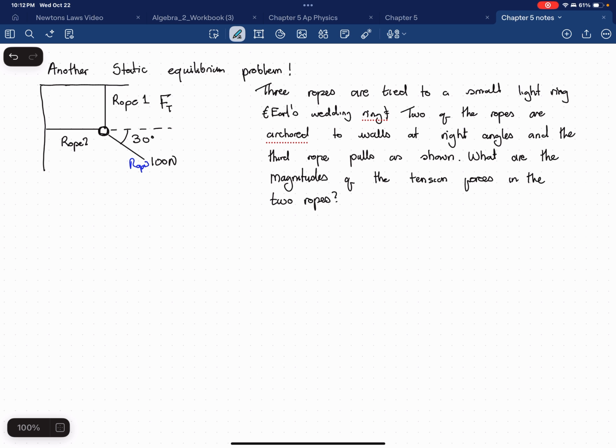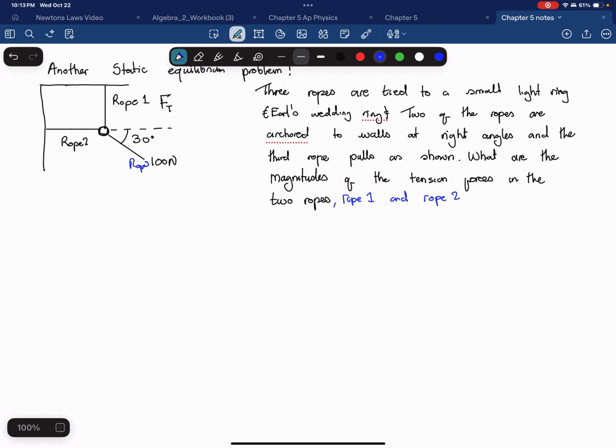What are the magnitudes of tensions in the 2 ropes? So we want to know the magnitude of tension in the 2 ropes, in rope 1 and rope 2. All right? So we know the magnitude of tension in rope 3. So I can say rope 3, the tension is 100 newtons. All right. So let me begin this problem.